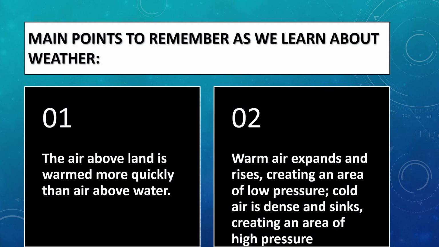So some main points to remember as we learn about weather is that air above land warms more quickly than above water. So it takes essentially longer for water to warm up than air does above land. And so that's also going to be important in the fact that water also cools down slower than air above land. And so this is going to help create a couple things. Also, warm air expands and rises, creating an area of low pressure.